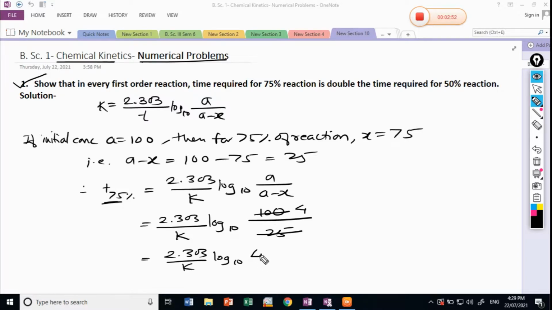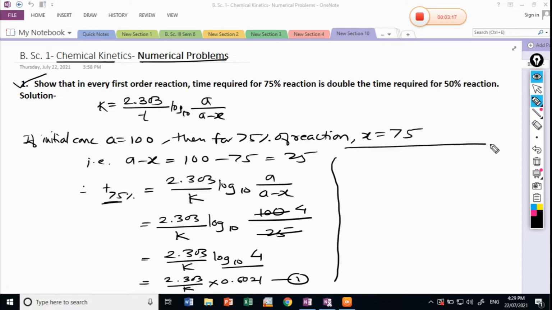Okay, then what is the next step? If we calculate the log 4, it comes out to be 2.303 upon k into 0.6021. This is equation 1.